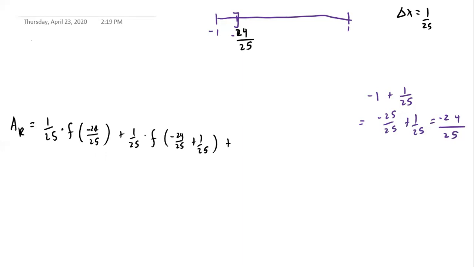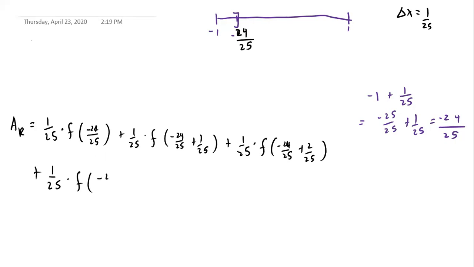Plus, what's the next right endpoint? Well, the same, right? The length is the same: f of negative 24 over 25 plus 1 over 25 plus 1 over 25. That's negative 24 over 25 plus 2 over 25. Again, similar as before, we add it again. Now we have f of negative 24 over 25 plus 2 over 25 plus 1 over 25, right? That's the extra change in x, plus 1 over 25.